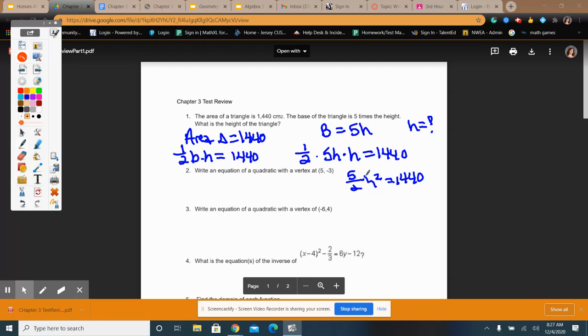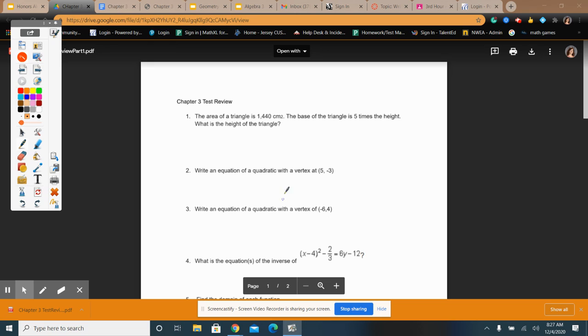So we're just going to solve this. We can get h by itself, multiply by 2/5. And you get h squared is 576. Square root both sides. And that gives you the height is 24. The height is 24, and then the base, which they did not ask, is 120. You could even double check to make sure it's right. 120 times 24 divided by 2, 1440.